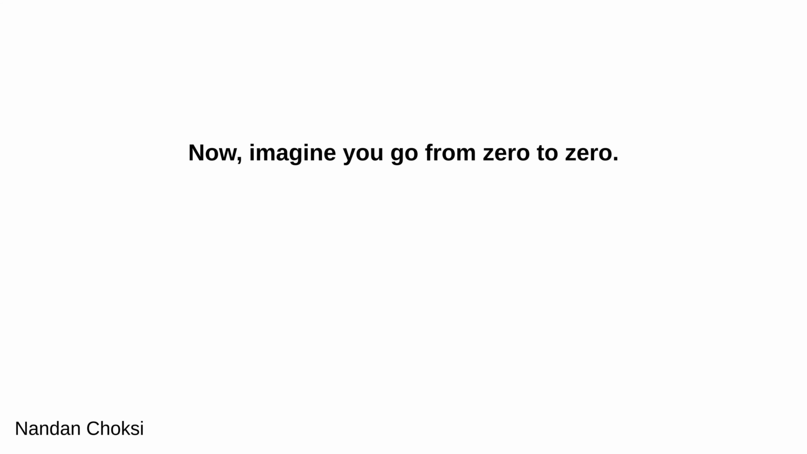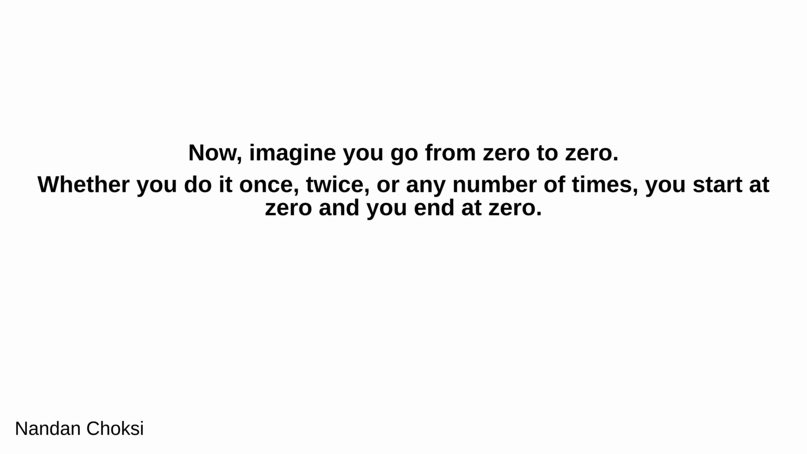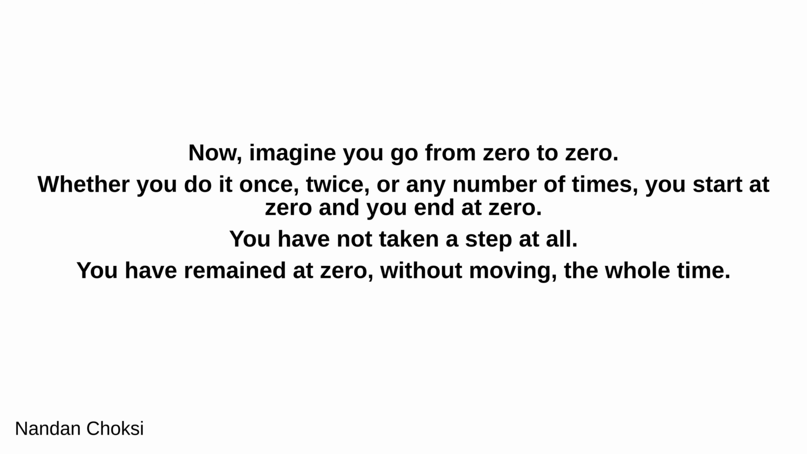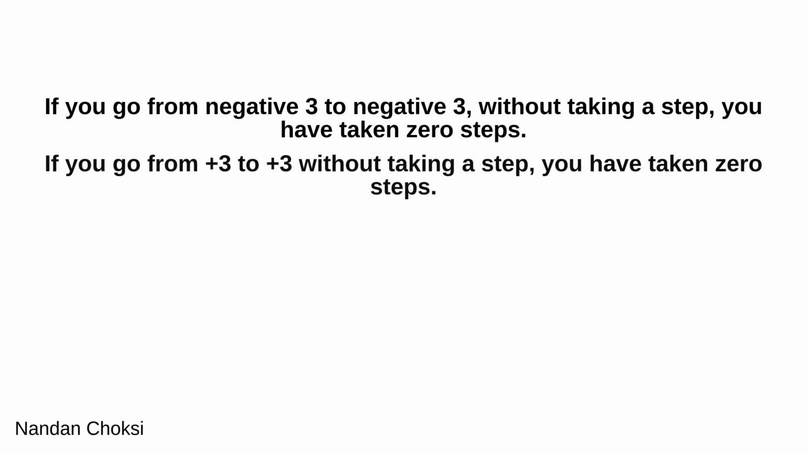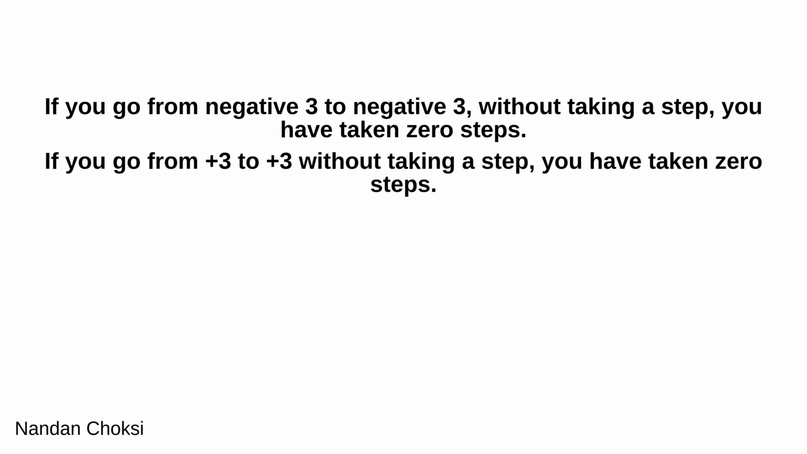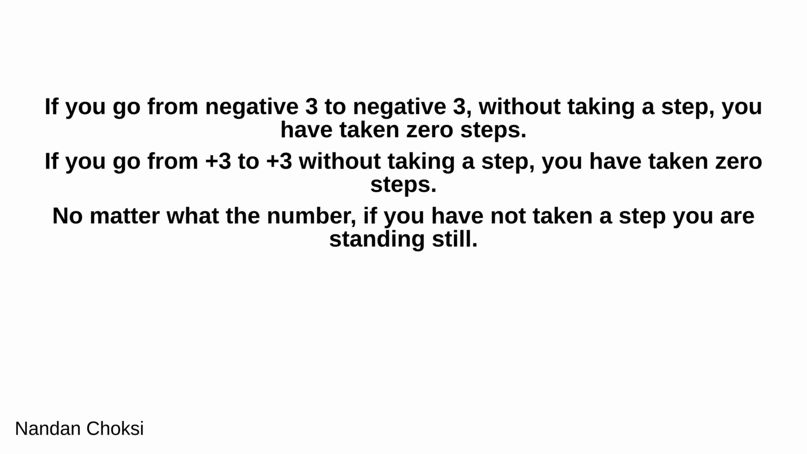Now, imagine you go from 0 to 0. Whether you do it once, twice, or any number of times, you start at 0 and you end at 0. You have not taken a step at all. You have remained at 0, without moving, the whole time. The same is true of any number. If you go from -3 to -3, without taking a step, you have taken 0 steps. If you go from +3 to +3 without taking a step, you have taken 0 steps. No matter what the number, if you have not taken a step you are standing still.